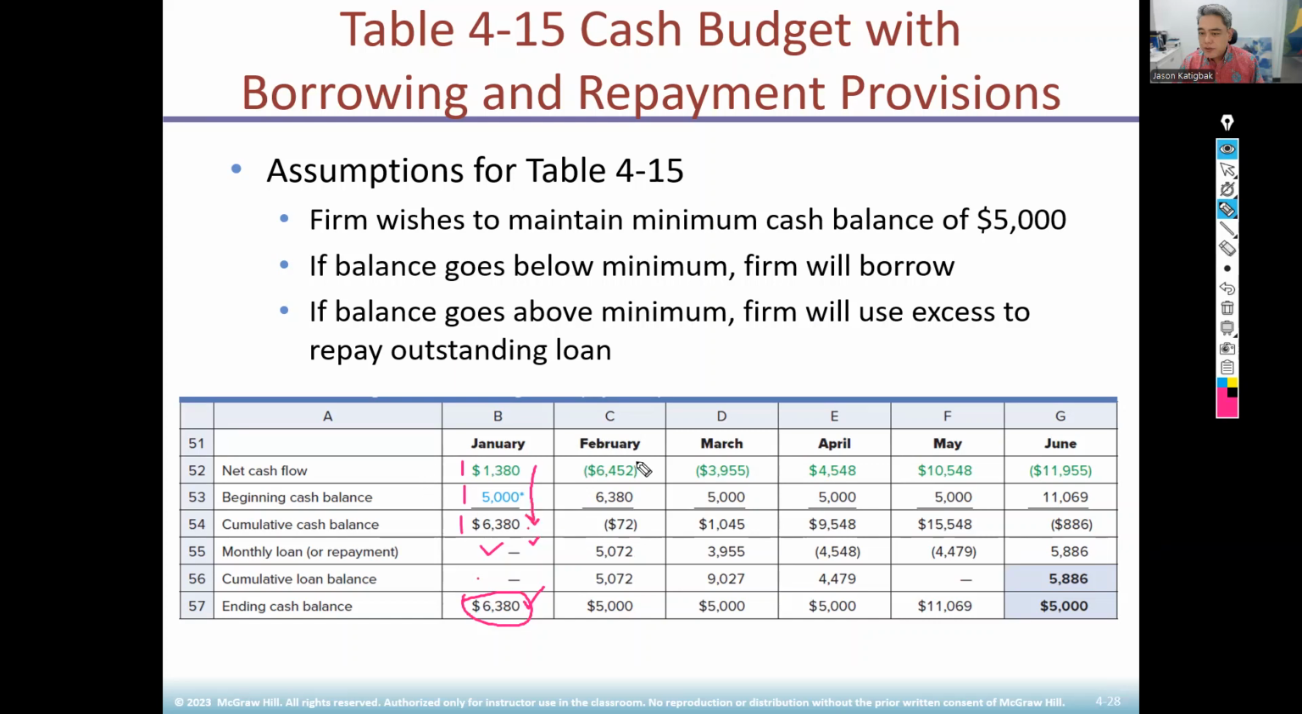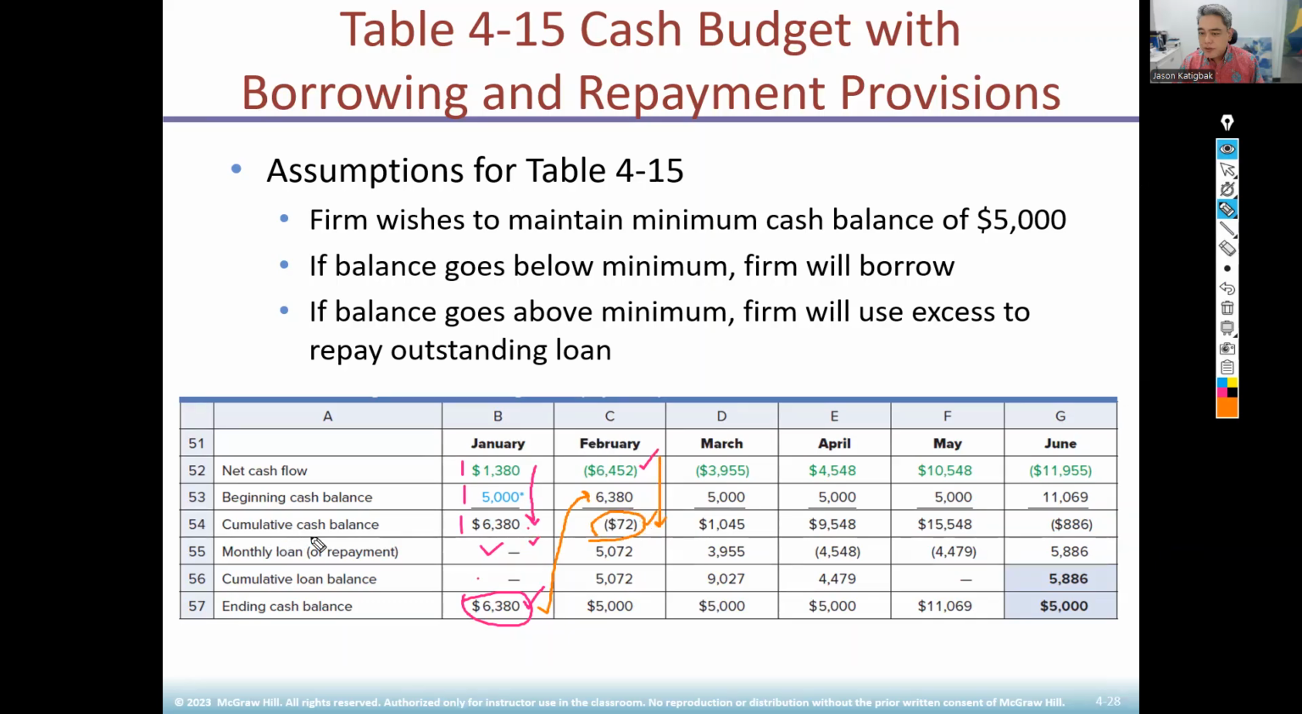So when you start February, you have a net cash of 6,552. You have a carryover. Let me make sure that we change the color for the carryover. Kindly hold, guys. A carryover from January of 6,380. When you add across, it's negative.